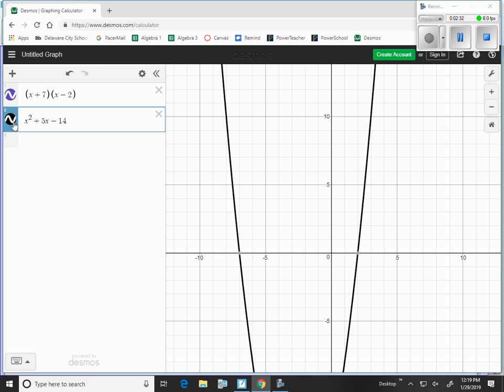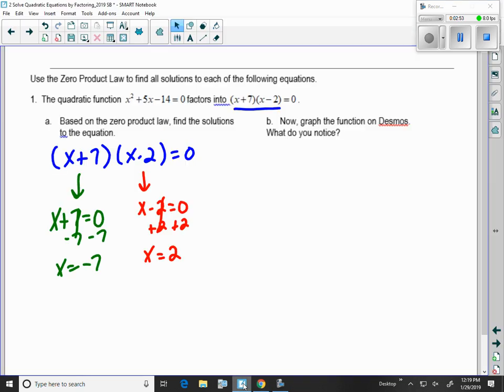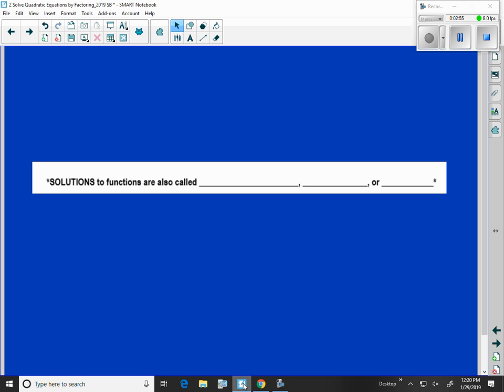So that original was factored into x plus 7, x minus 2. Then we took those out and we said, we can find those x-intercepts. We just set them equal to 0 and solve them. That's the zero product property. That's all you have to do. But I'm not always going to give you the factored form.